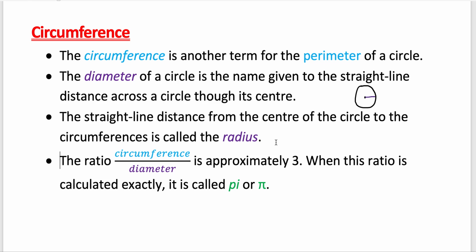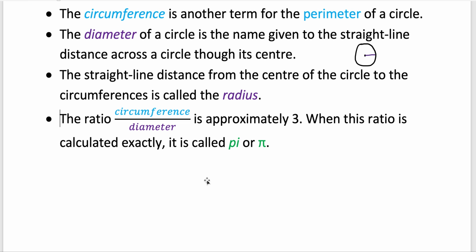And the ratio between the circumference and the diameter, so when I divide circumference by diameter, that ratio is approximately, sorry girls, 3. When this ratio is calculated exactly, it is called pi, and the symbol that we use is this pi, which is a Greek letter, okay?